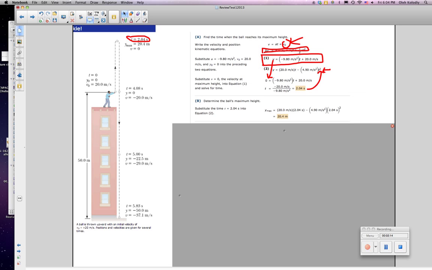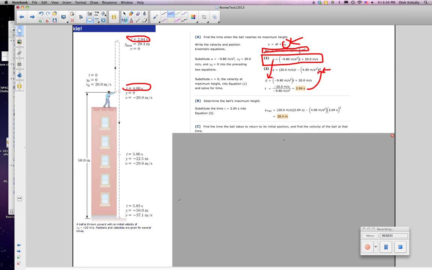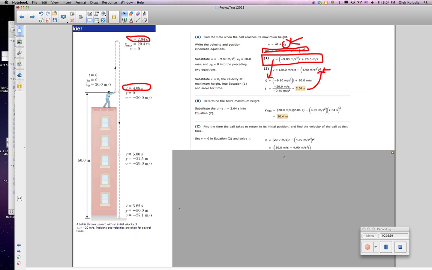Okay, so the next problem is find the time for the ball to return to its initial position. Well, you could just double this time. It's 2.04 seconds up, 2.04 seconds down, and you can see that that time is 4.08 seconds. You also could have done it another way. You could have set y equals 0 in equation 2. If you look at equation 2 up here, we just used a little while ago.